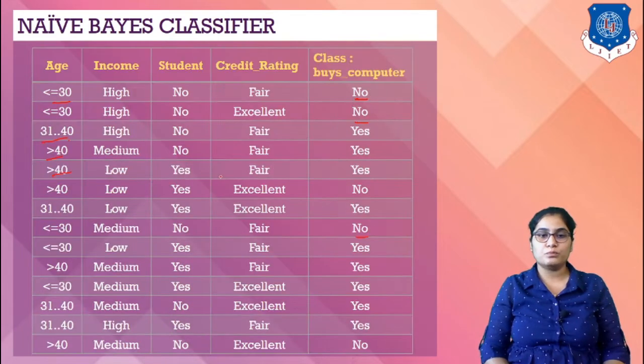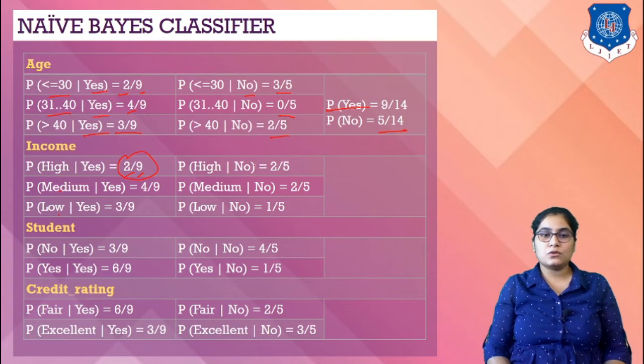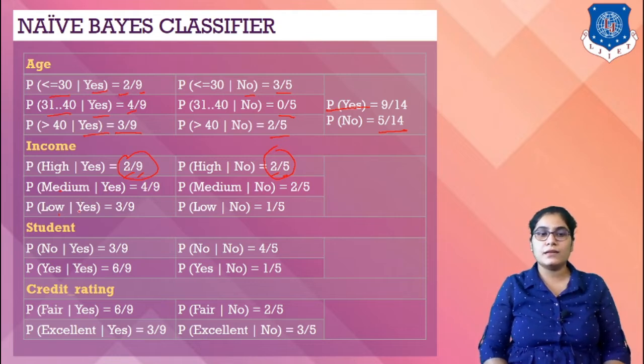Now check for no. So out of a total of 5 no class labels, how many have income value high? As we can see in this table, there are a total of 2 records that have income value high and class label no, and that is why the probability is 2 by 5. Now we will repeat the same step for medium and low income values, and after this we get the values: medium and class label yes 4 by 9, medium and class label no 2 by 5, low and class label yes 3 by 9, low and class label no 1 by 5.